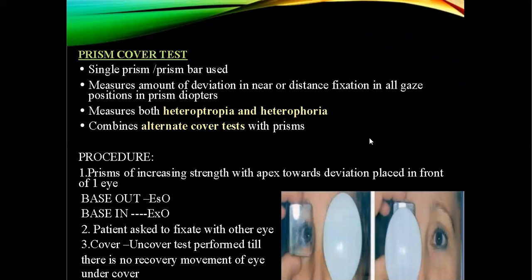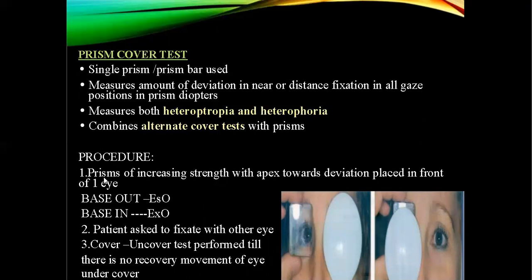Lastly, right now the cover test and the Hirschberg test or HB reflex test were done to diagnose the squint. If you want to quantify the squint, we have to use a test called the prism cover test. What do we do in the prism cover test? We perform the same test, friends, cover-uncover test or alternate cover test, but the difference is that we put a prism in front of the patient's eyes, and the apex of the prism should be towards the deviation. For example, if the patient has a right eye convergent squint, then the apex would be towards the right side.